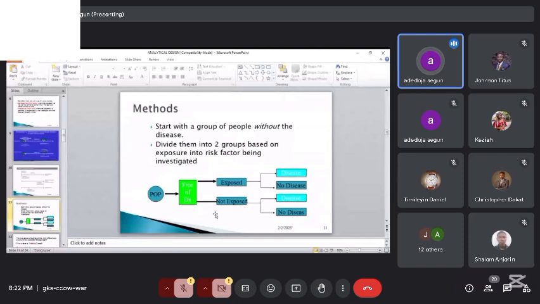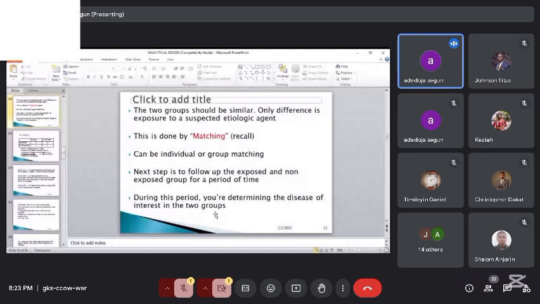Then we try to look at whether those that are exposed will come down with disease, and some of the people that will not even come down with disease. And for the not exposed, we still look at whether, after a certain period of time that we have in mind that we want to carry out the study for, they will come down with the disease of interest or not. The two groups should be similar. That's another key that we need to hold on to whenever we are carrying out a cohort study.